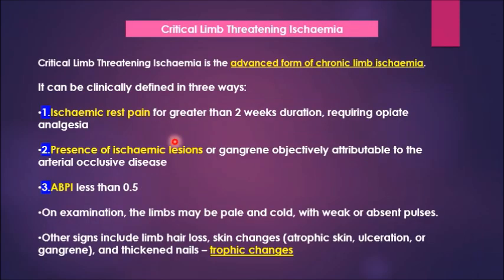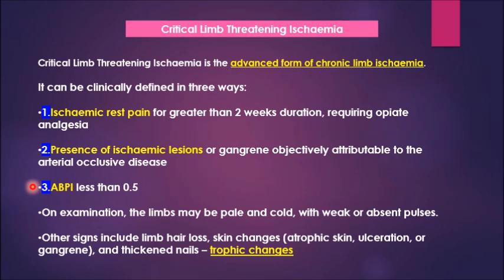Next we come to critical limb threatening ischemia. Critical limb threatening ischemia is the advanced form of chronic limb ischemia. It can be clinically defined in three ways. First, ischemic rest pain for more than 2 weeks, requiring opiate analgesics. That means he's in severe pain for some time. Second, the presence of ischemic lesions, such as ulcers or gangrene, objectively attributable to the arterial occlusive disease. And thirdly, an ankle brachial pressure index less than 0.5.